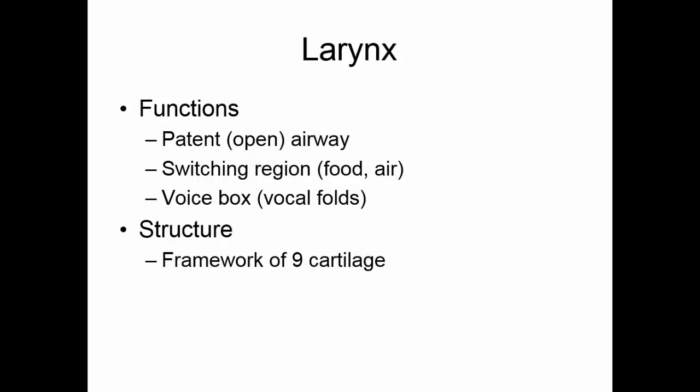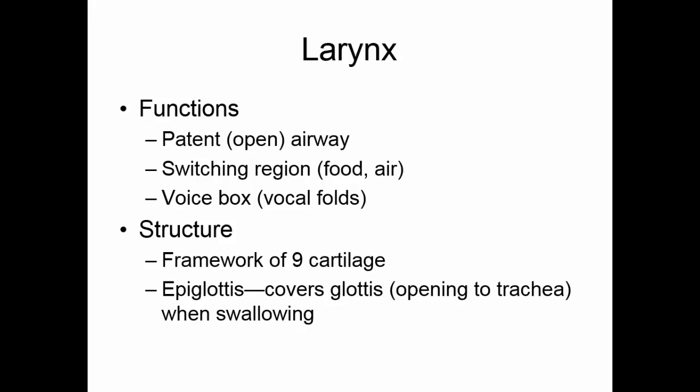The larynx is composed of 9 cartilages. One of them is known as the epiglottis. The epiglottis will cover the glottis whenever we swallow. The glottis is the opening to the trachea, so when we're swallowing, we're sending stuff to our stomach. We cover the airway opening so that nothing can get into the lungs.